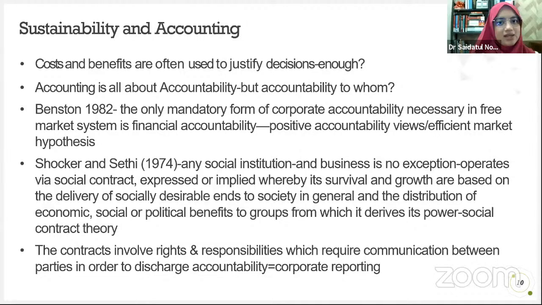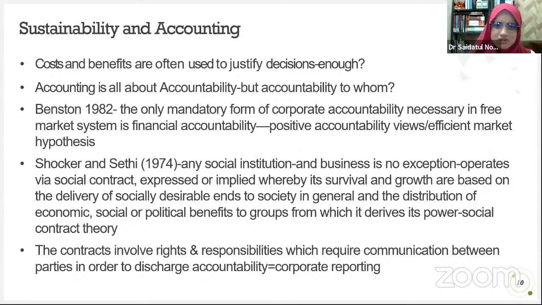Is that all? Okay, in terms of Benston, from Benston 1982, the only mandatory form of corporate accountability necessary in the free market system that we're in now is financial accountability. This is a positive accountability view, or the efficient market hypothesis, where you are only liable to explain yourself financially to the financial investor. That is the only responsibility that you have. Okay? Financial accountability. Whatever money goes in, money goes out, that is the only responsibility that you have.